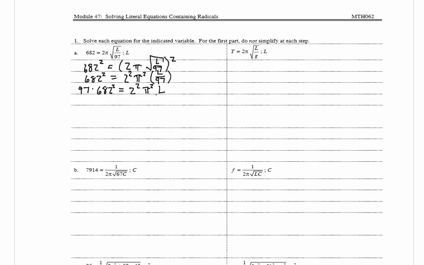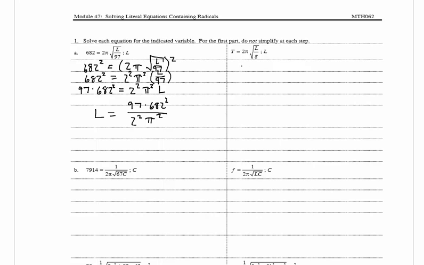And now we're going to divide both sides by 2 squared pi squared. So we're going to have L is equal to 97 times 682 squared divided by 2 squared times pi squared. In the next example, we have t is equal to 2 pi times the square root of L divided by g, and we're solving for L again. So we're going to go through the same steps as we did in the first example.